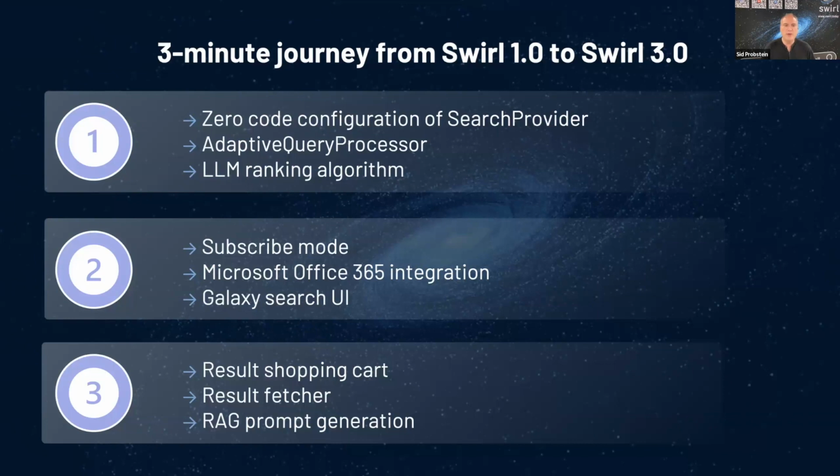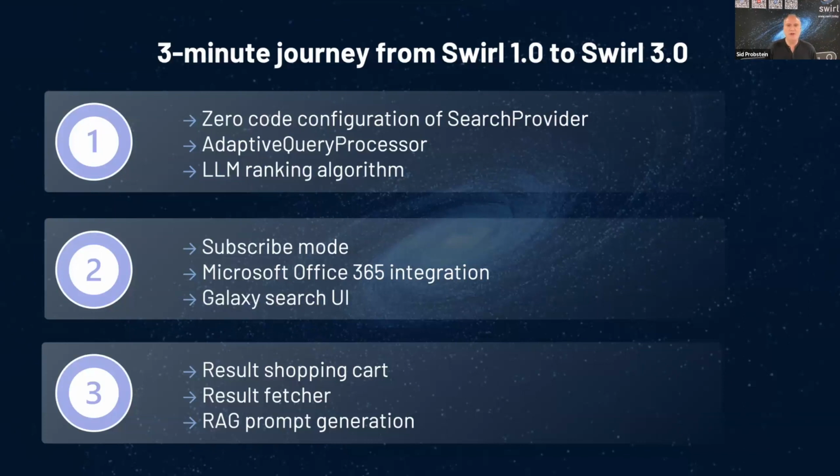Most recently with Swirl 3, we've continued absorbing as much feedback as we can and acting on it as quickly as we can, adding a bunch of key features that let you really harness the power of AI and build it into your own application. First and foremost, the result shopping cart.